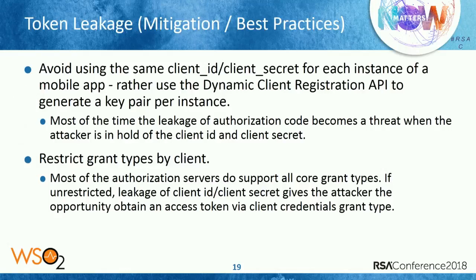Yeah, and avoid using the same client ID and client secret in all the mobile app instances. What you can do is, you can use a dynamic client registration API to generate a different client ID and client secret for each instance of the mobile app, right? And also, another best practice is to restrict grant types by client, right? So if you have a web application which is only using the authorization code grant type, make sure that the client ID and client secret corresponding to that web application is not good enough to get an access token under other grant types, right?